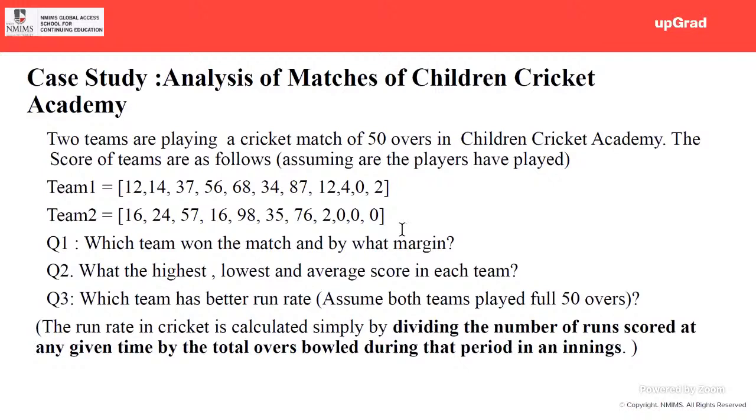So here we have 2 teams' scores. What I have to analyze here is which team has won the match and by what margin, what is the highest, lowest and average score in each team, and which team has scored a better run rate.